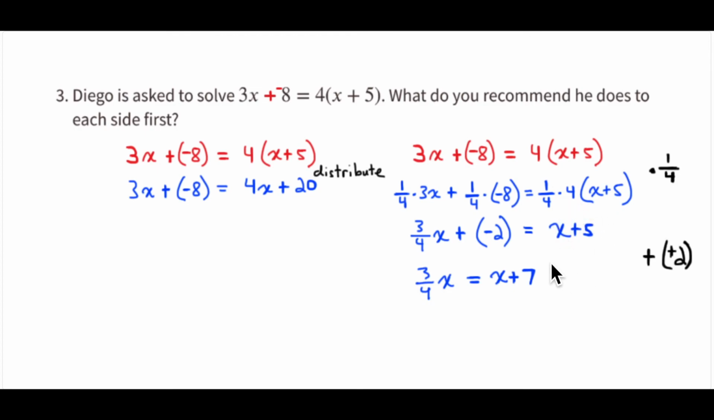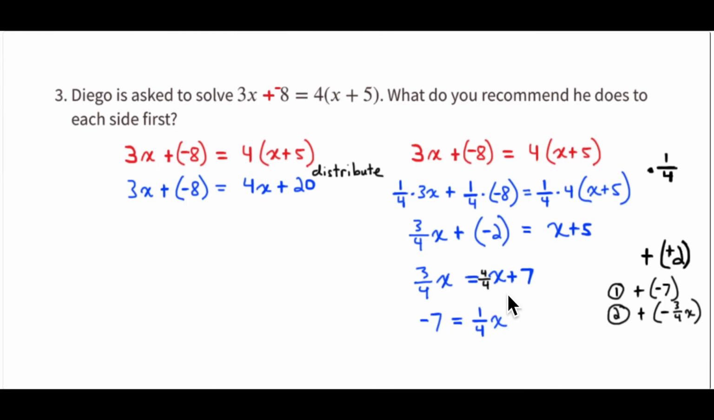Now if we add a positive 2 to both sides, we're going to get rid of this negative 2, and 5 plus positive 2 is 7. So now we have 3/4 of x is equal to x plus 7. Well, 1x is the same as 4/4 x. And I'm going to add negative 7 to both sides to get rid of this 7 here. So the negative 7 shows up over here. And I'm going to add a negative 3/4 x to both sides to get rid of this positive 3/4 x. So 4/4 plus a negative 3/4 is equal to 1/4.